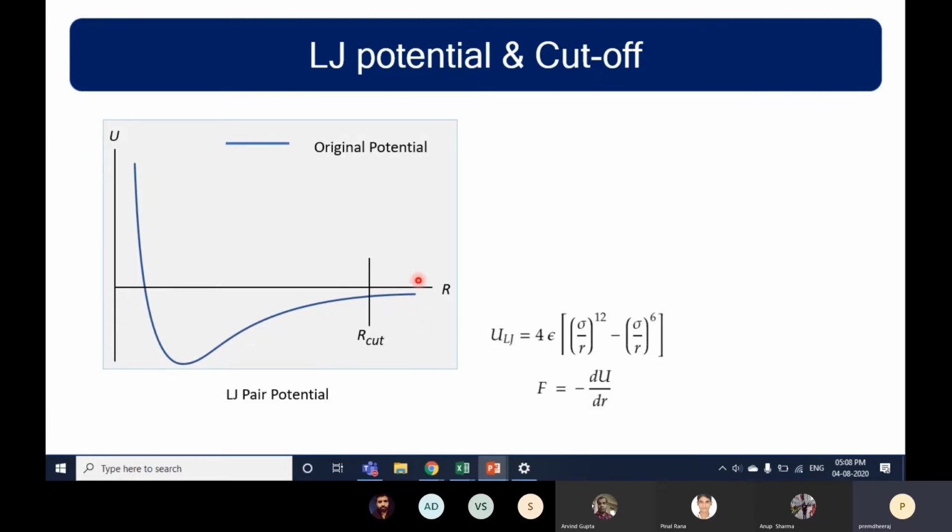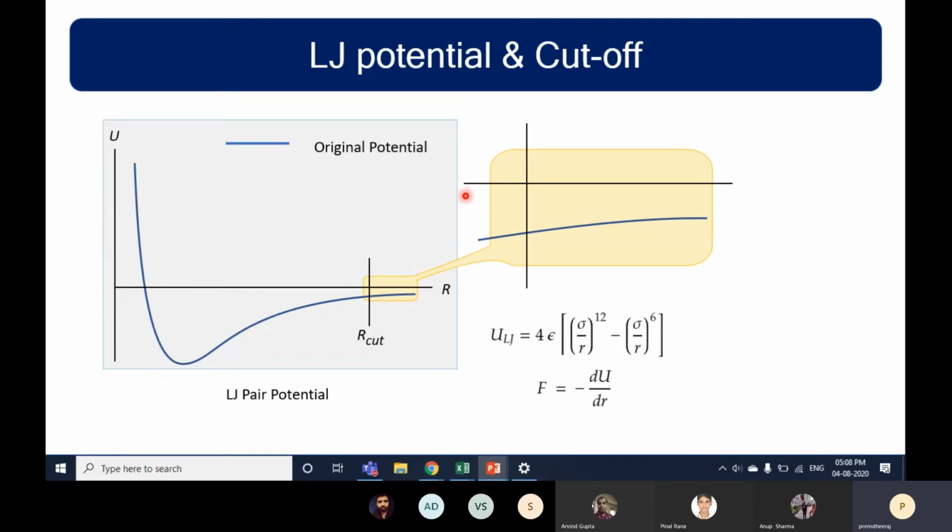I want you to focus on this part, and I want you to observe what exactly we are going to do in terms of implementing cutoff to this potential. If we use the same curve, there still exists some slope beyond this point. So we have to slightly modify this curve so that the slope becomes zero, or this particular curve gets transformed into a new one so that our cutoff can be implemented.